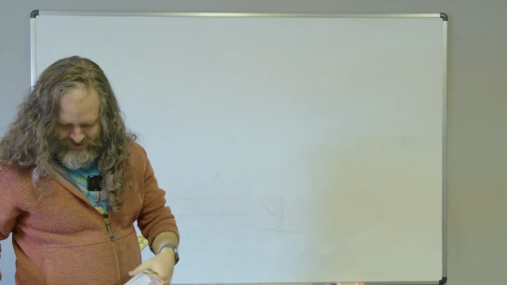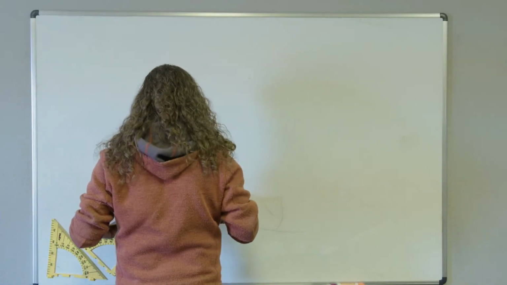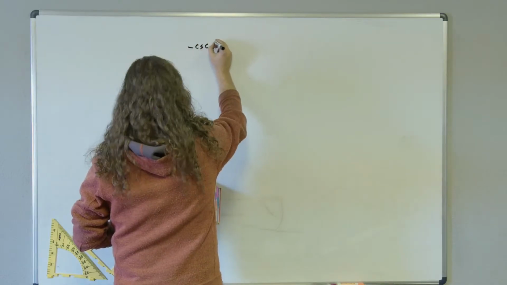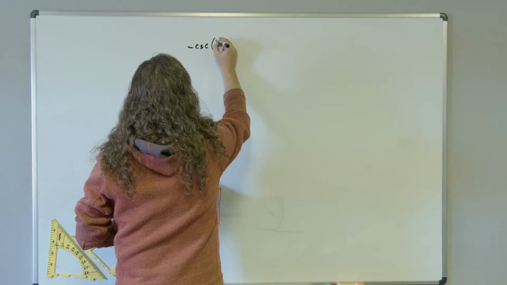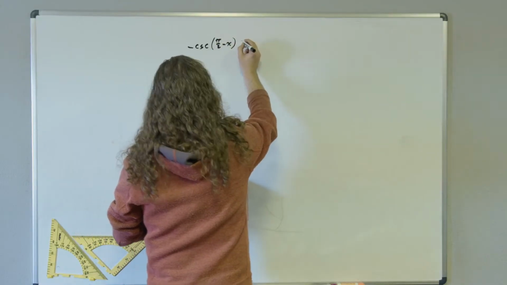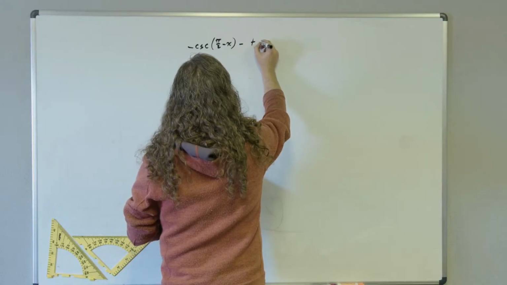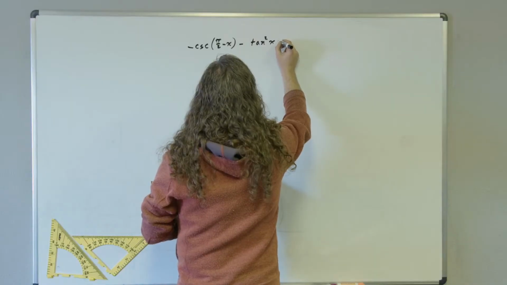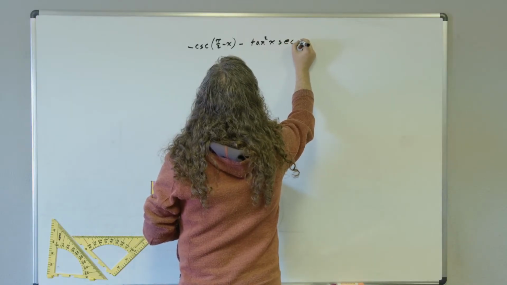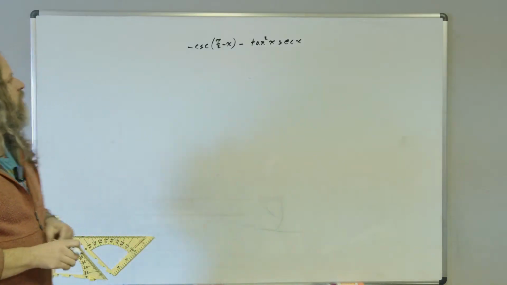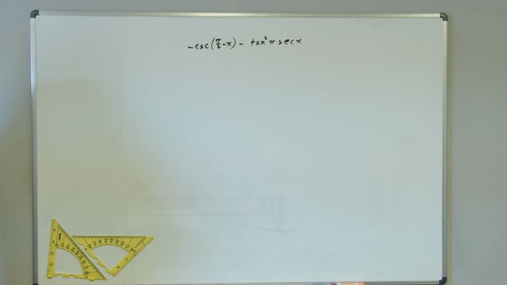So let's do this one. Negative cosecant of pi over 2 minus x minus tangent squared x secant x. All right. The instructions say to simplify. So we've got a few different directions we could go. What might we do?